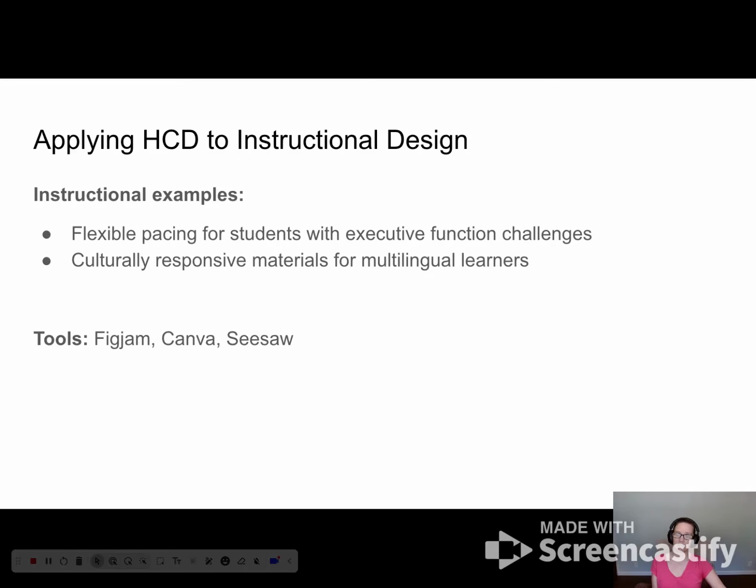Applying the human-centered design process to your instructional design. When you apply this design, you should reflect what you've learned from your students. That could mean incorporating tools that support diverse expression or designing lessons that reflect students' culture and identities. And then a couple of examples. You could use FigJam, Canva, Seesaw. These are just a few examples that you could use.